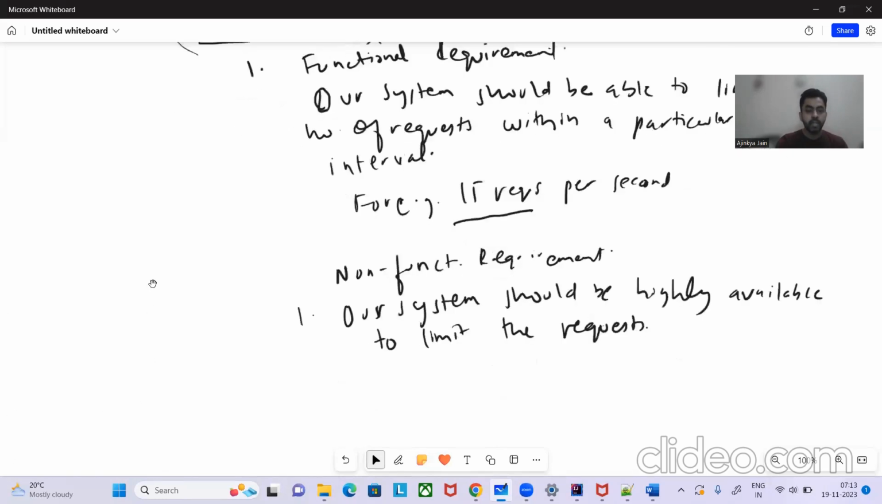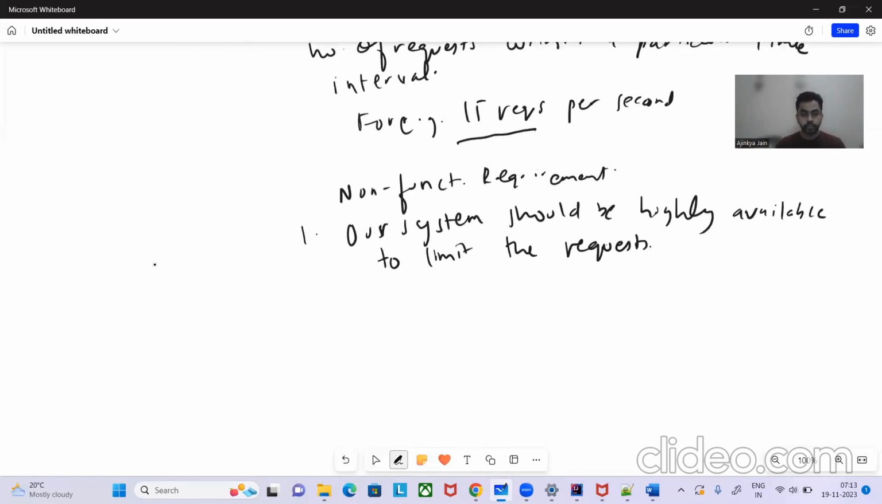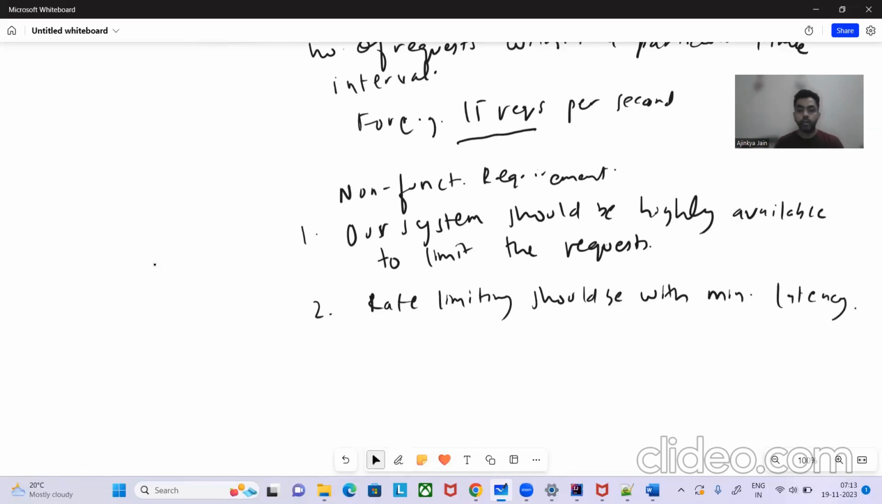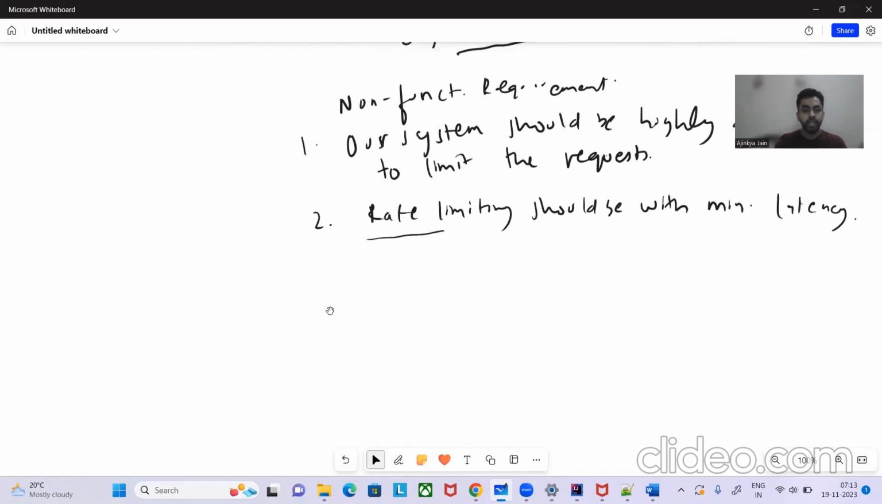The next point can be that rate limiting should be done with minimum latency. Our main user experience shouldn't be affected, so this should be done with minimum latency. So these are the requirements.